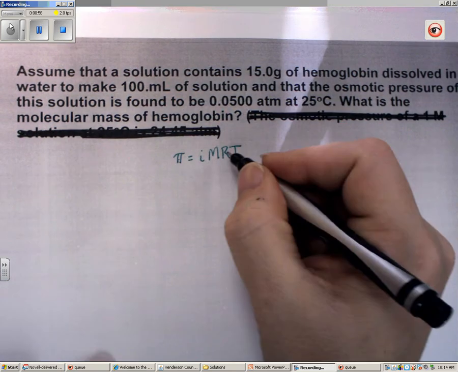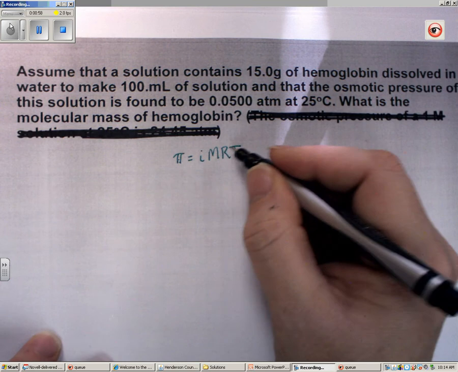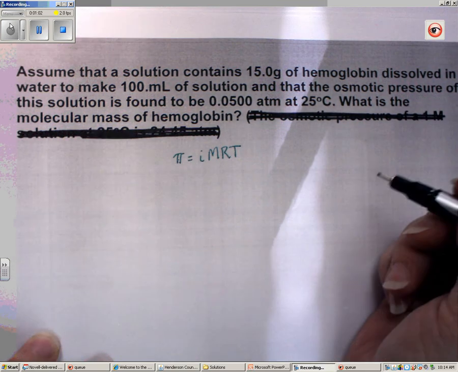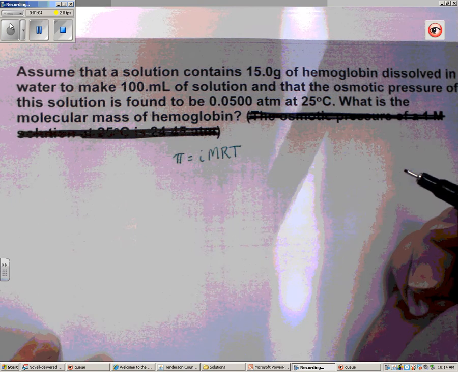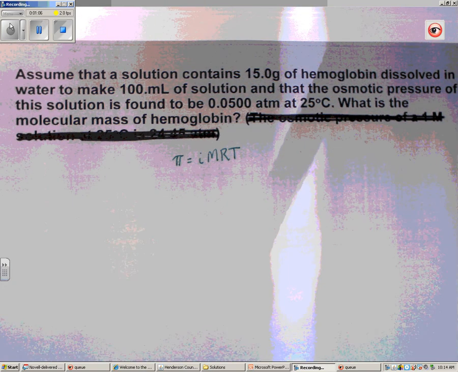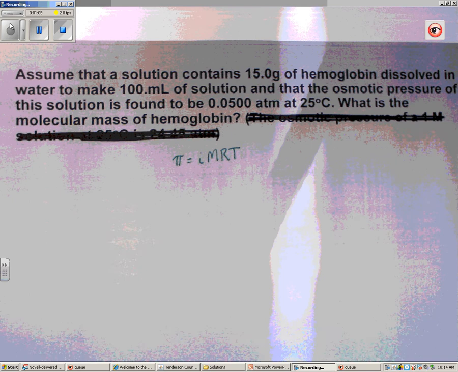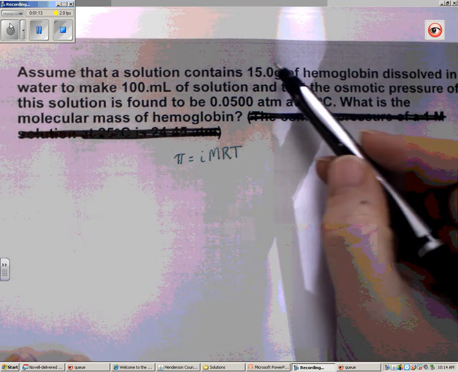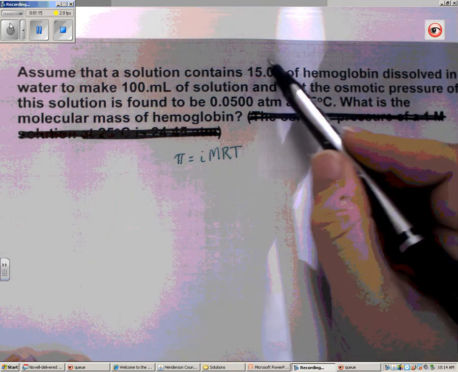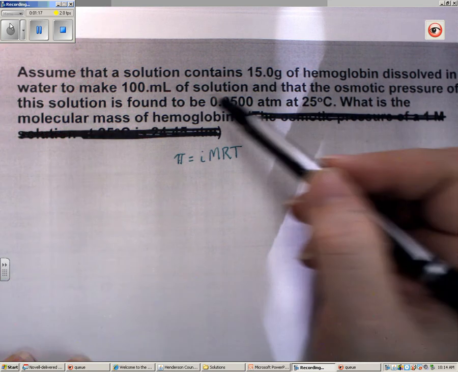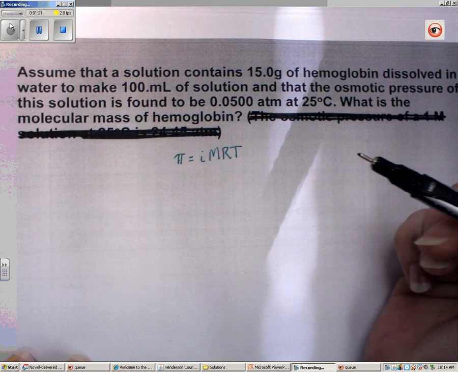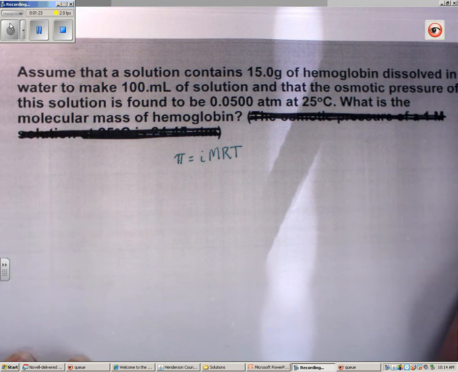Okay, R is your R value. You can use whichever one works with your osmotic pressure. And T is temperature, and it must be in Kelvin. So, in working this particular problem, remember we're trying to solve for molar mass. This one's talking about hemoglobin, a protein in blood, and we've got 15 grams in about 100 milliliters of solution. This is about what you have in your bloodstream as a normal human being.